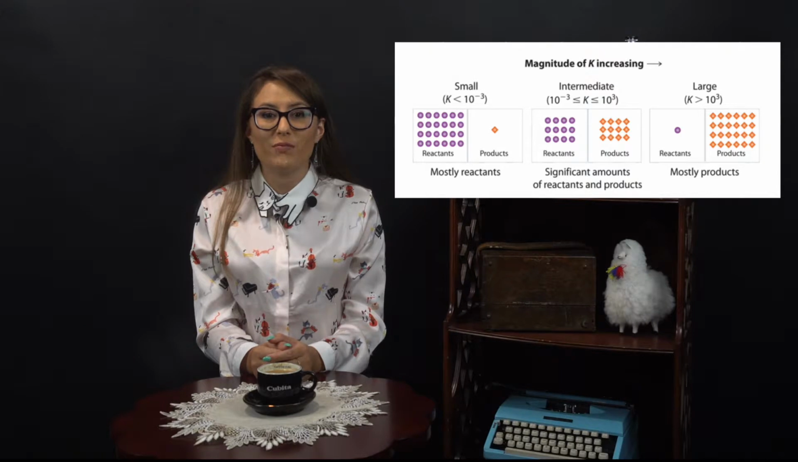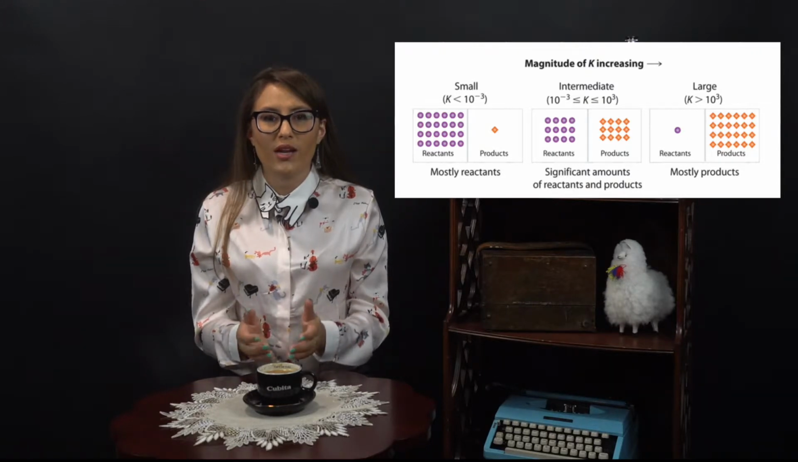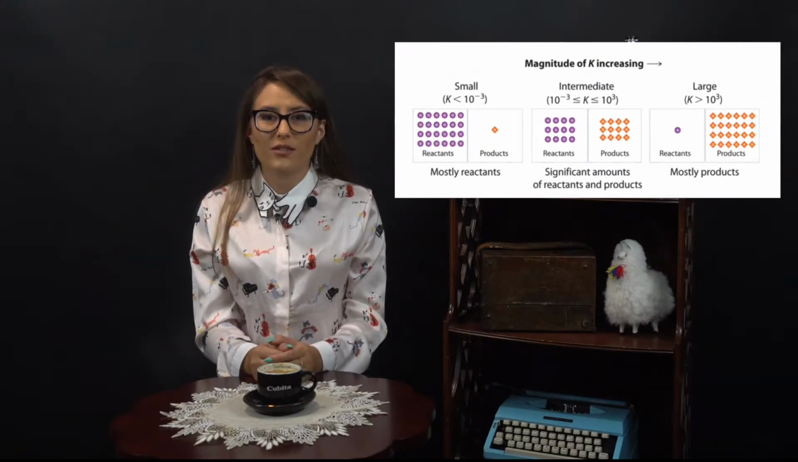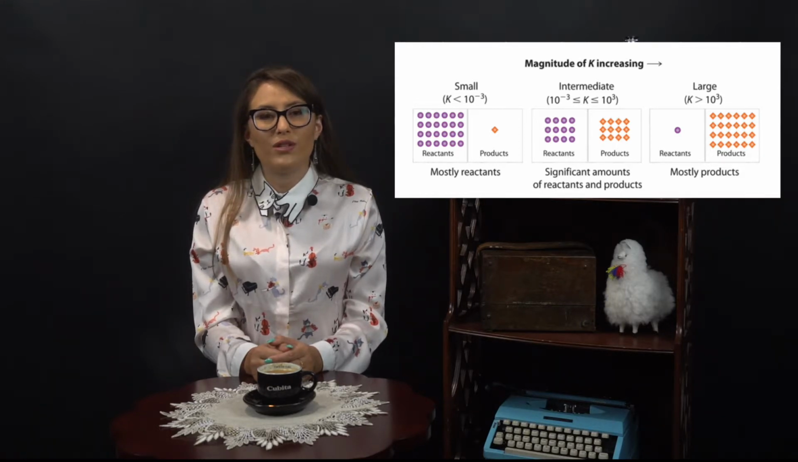It is important to understand what the magnitude of K tells us about a reaction. If K is small, then the ratio of product to reactant concentration is very small, meaning the reaction produced very little product or there was no reaction. If K is large, then the concentration of products is predominant and the reaction is product favored. Lastly, there is an intermediate value of K where there are significant amounts of both reactants and products at equilibrium.